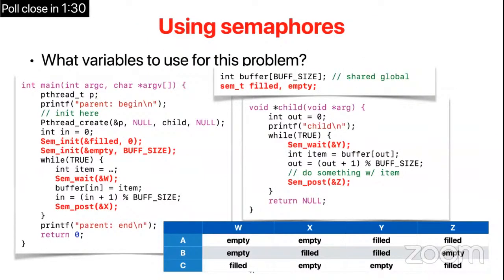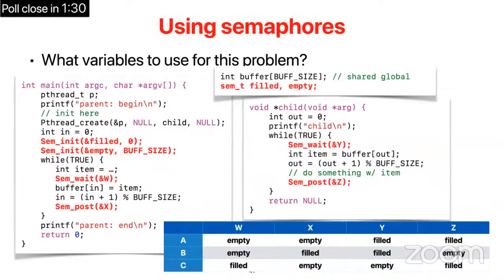So now, given that you know the idea of semaphore, I just want to give you an idea of how to use semaphore. So why don't you go through these pieces of code and tell me how you are going to use the semaphore to implement the bounded buffer problem correctly?